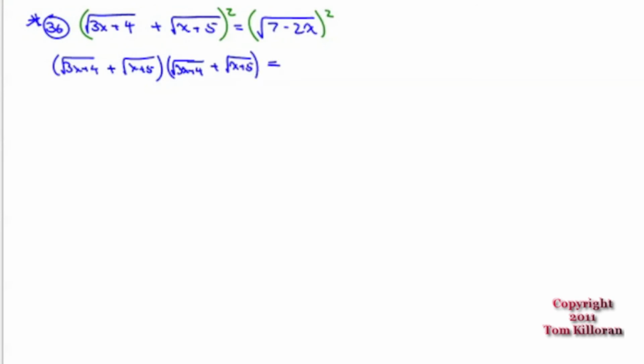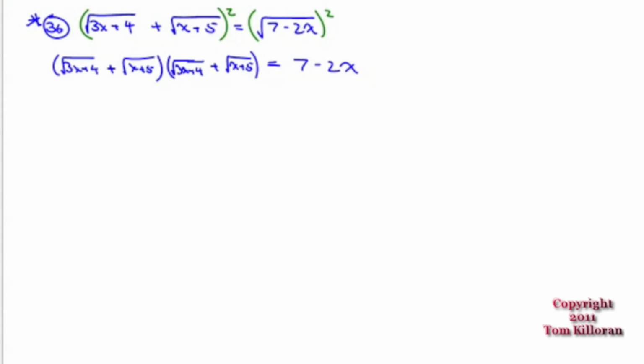And this will equal 7 minus 2x, because that square and square root will cancel. What's the common mistake here? Well, people think this square is making these two first radicals go away. And obviously it doesn't, because you have to FOIL it out. Some of them will go away, but some of them will stay around.